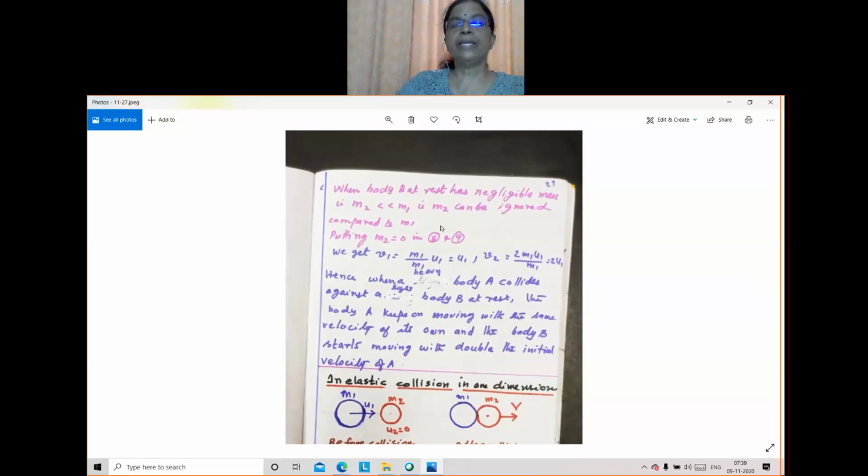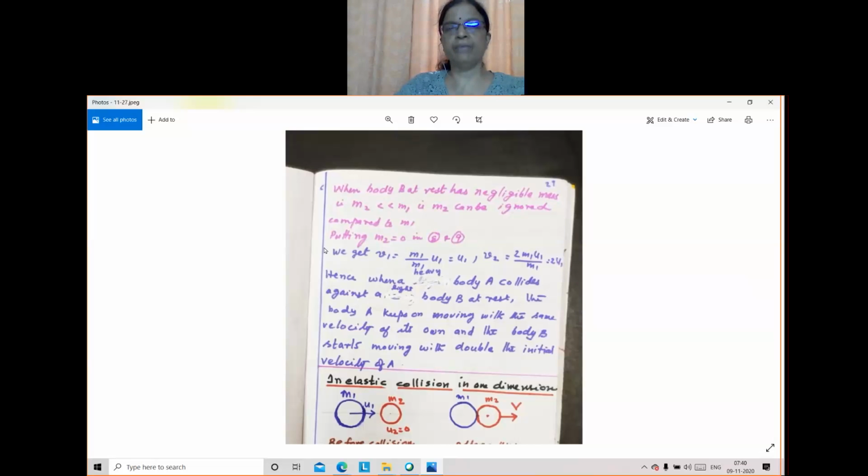Now the other case: body B at rest has negligible mass, that is, M2 can be ignored compared to M1. Then what is the velocity? Consider, for example, a bus hitting an auto rickshaw at rest. Body B, the auto rickshaw, is at rest and has negligible mass compared to the bus.